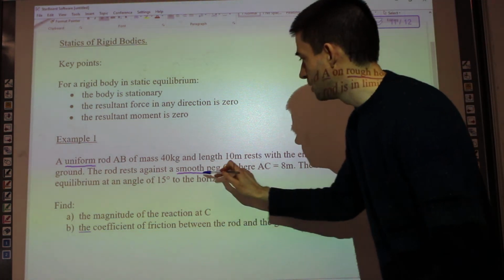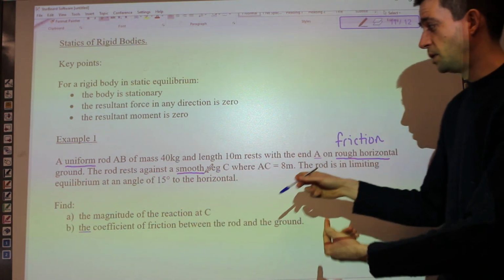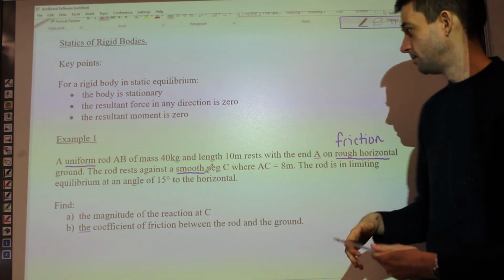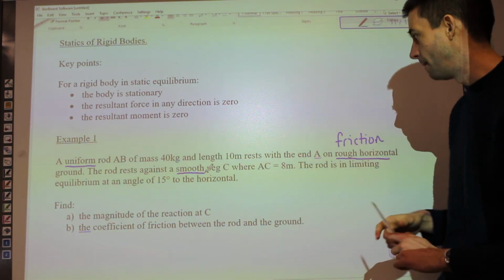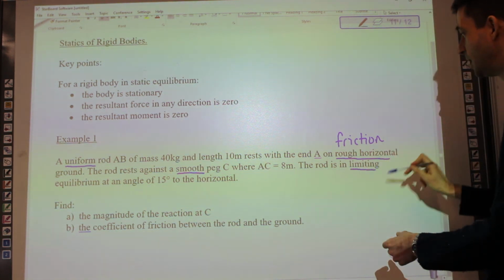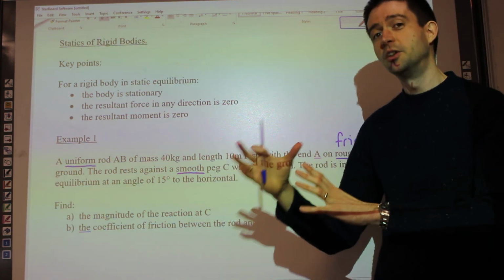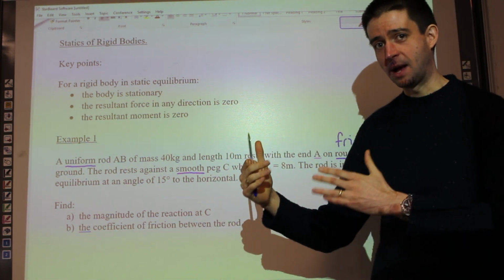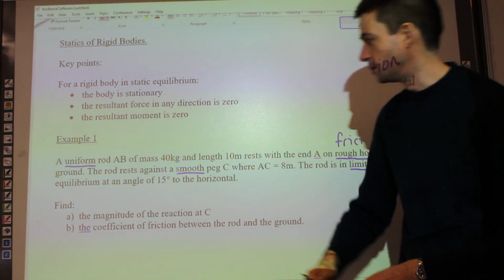We have a smooth peg C, which means there isn't going to be any friction between the rod and the peg at C. So one of the situations has got friction, the other hasn't. We'll look at that in the diagram in a minute. The rod is in limiting equilibrium. Limiting equilibrium just means that the forces are balanced, so it's on the point of moving because the forces are perfectly balanced with each other, at an angle of 15 degrees to the horizontal.